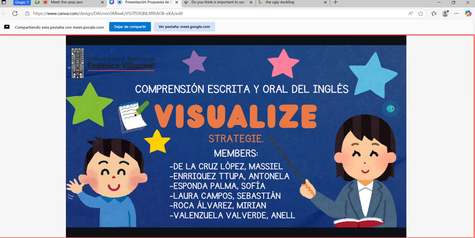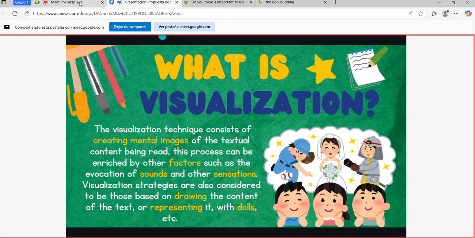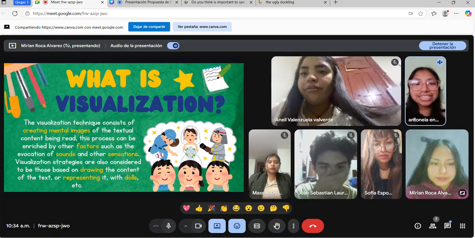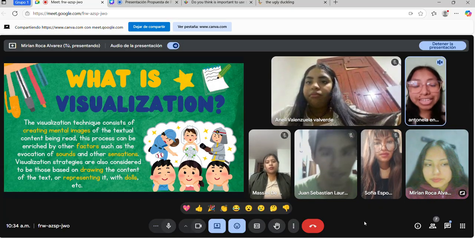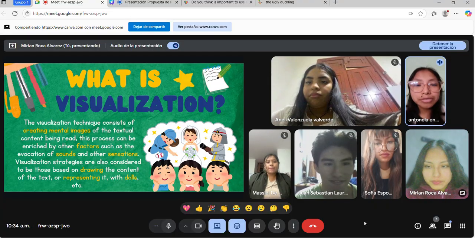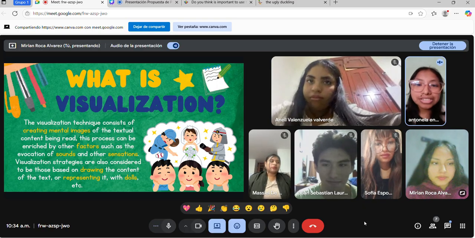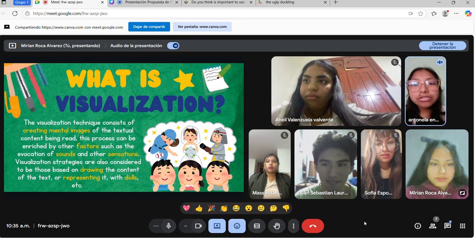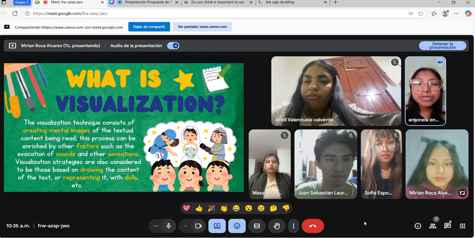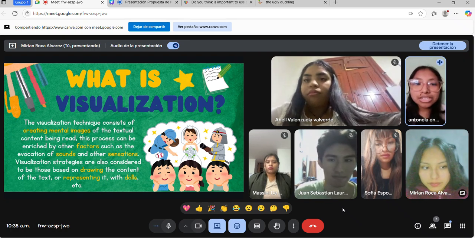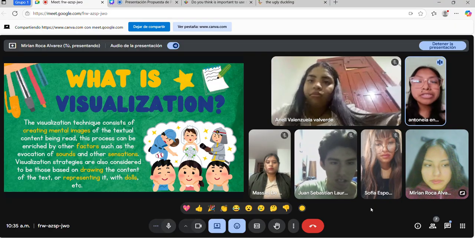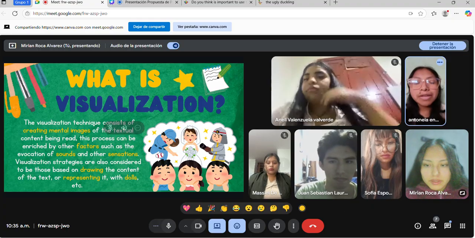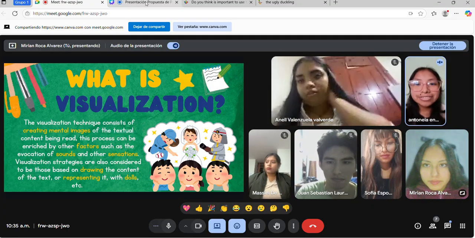Okay, first I'm going to explain what visualization is. The visualization technique consists of creating mental images of the textual content being read. This process can be enriched by other factors such as the evocation of sounds or other sensations. Visualization strategies are also considered to be those based on drawing the content of the text or representing it with dolls, puppets, etc. Next, please.